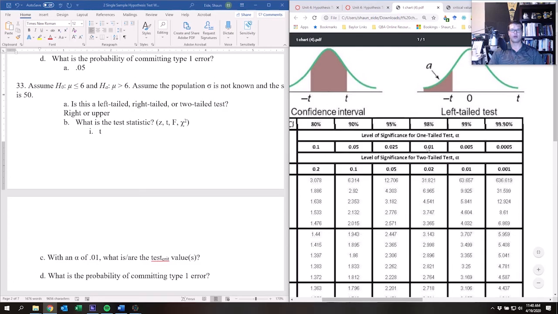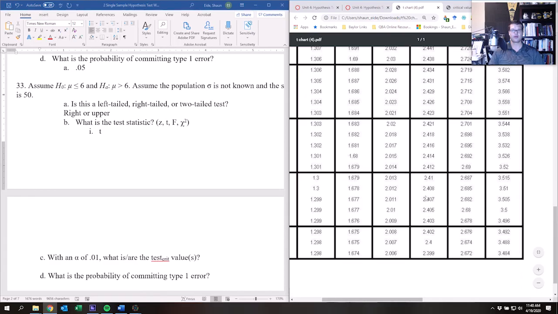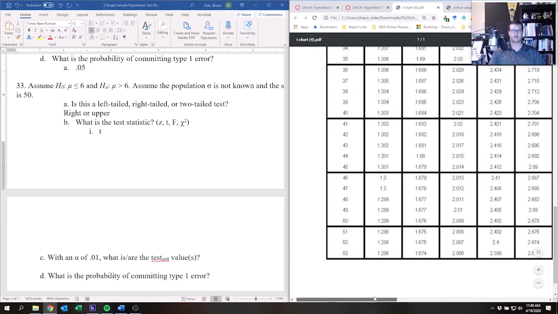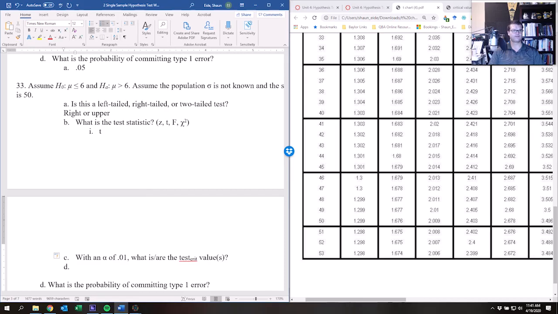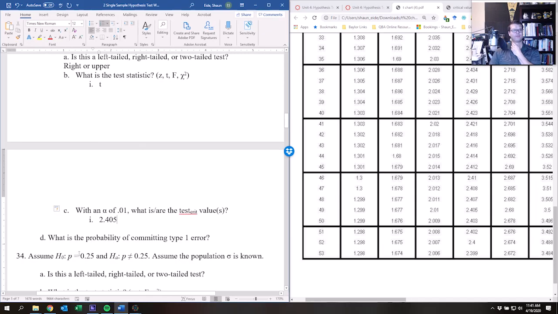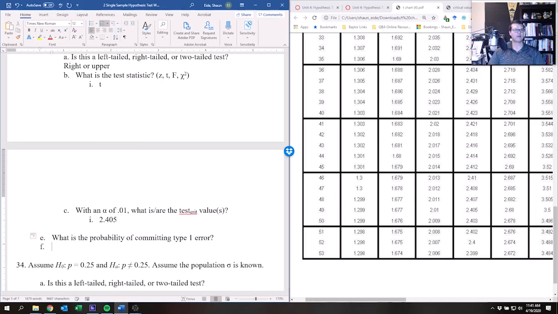So is it 2.403 because it's 50? Not exactly. It's going to be 2.405, because we have to look at the degrees of freedom. The degrees of freedom is n minus 1. Okay. And then what's the probability of committing type 1 error? That is going to be 0.01 or 1%, because the alpha is 0.01.